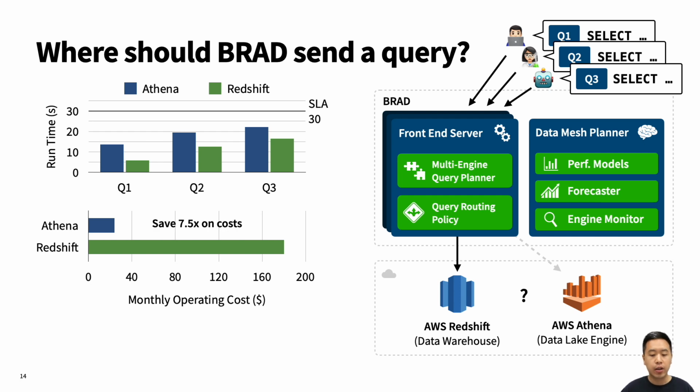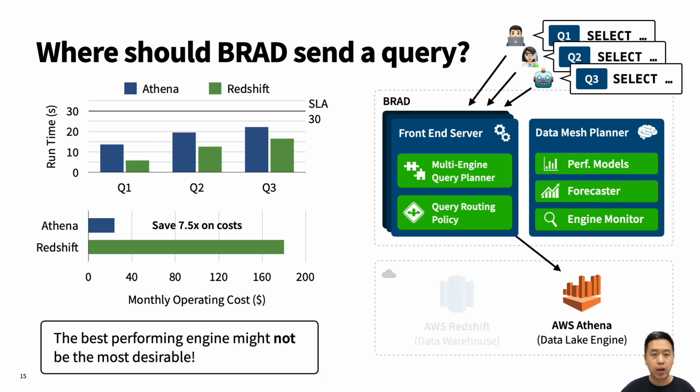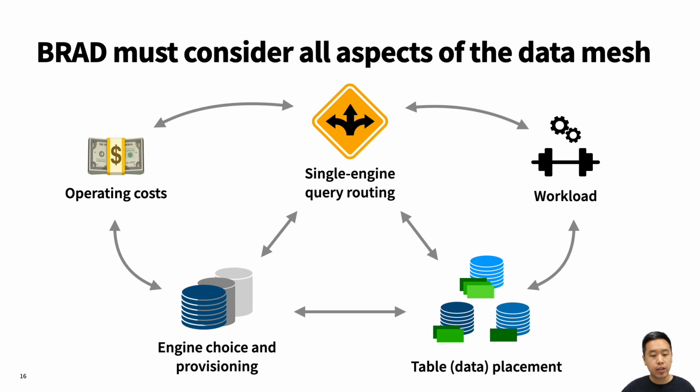So the takeaway here is that the best performing engine might not necessarily be the most desirable once you consider all of the aspects of the data mesh. Potentially the right decision for Brad to make here is to move the workload off of Redshift, shut it off, move the data onto S3 so that it can be accessed by Athena, and then route all of those queries onto Athena. So this example shows that Brad really needs to consider all aspects of the data mesh when making even a conceptually simple decision, such as choosing which engine to use to run a query.